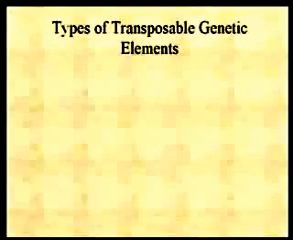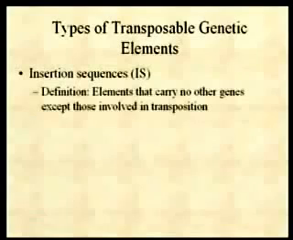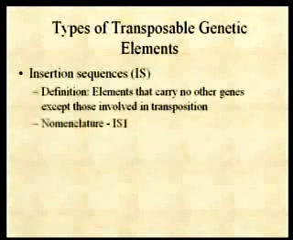Okay, so what are these elements? The first ones are referred to as insertion sequences, or IS sequences, and these are transposable genetic elements that carry no other genes except those that are required for transposition. So they have a transposase, but nothing else besides that. As far as the nomenclature, they're all going to be called IS followed by some number.